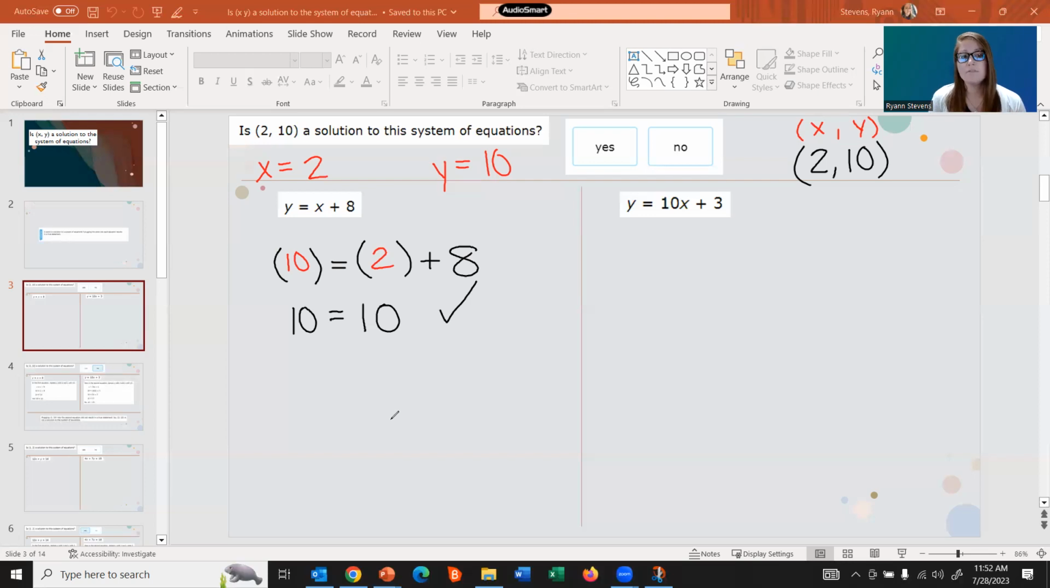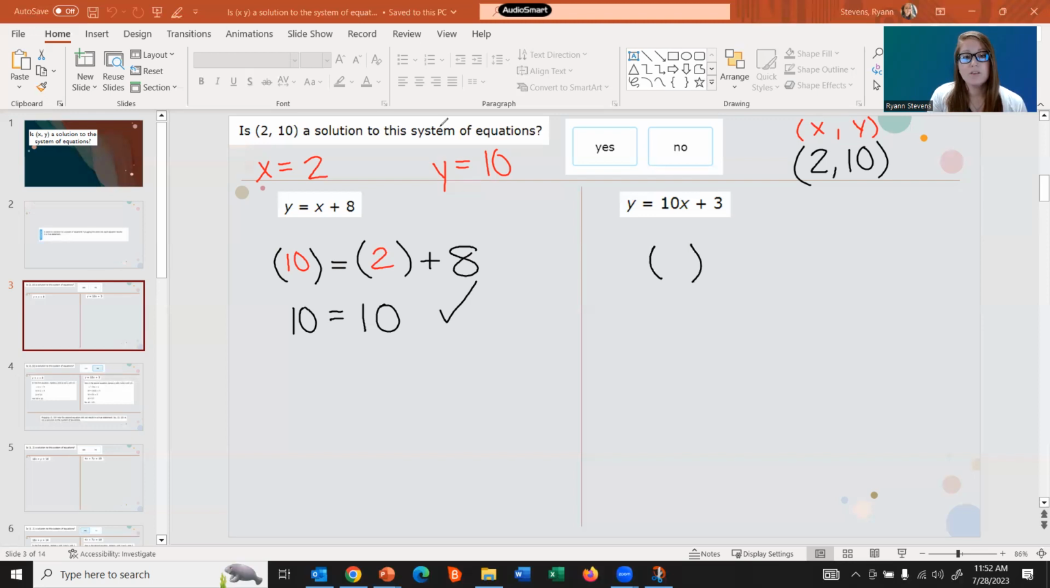Now, when you have a system, it's really important that if you try the first equation, we don't just assume, okay, yes, it is going to be a solution, because if it works for one but does not work for the other, then no, it is not a solution to the system of equations. So even though we have a yes for this first one, we still want to make sure that we try the second one. We're going to do the same thing with substituting.